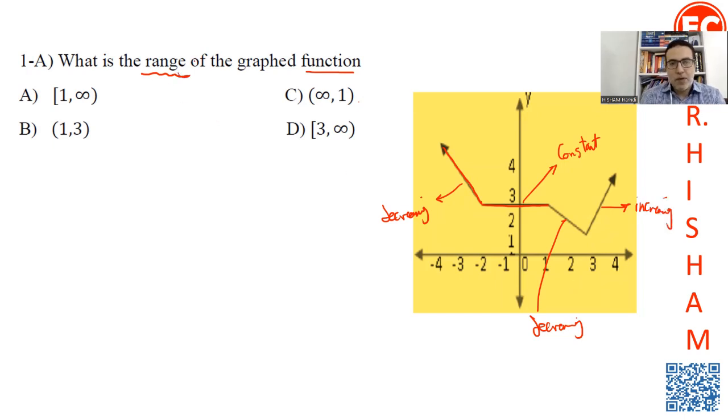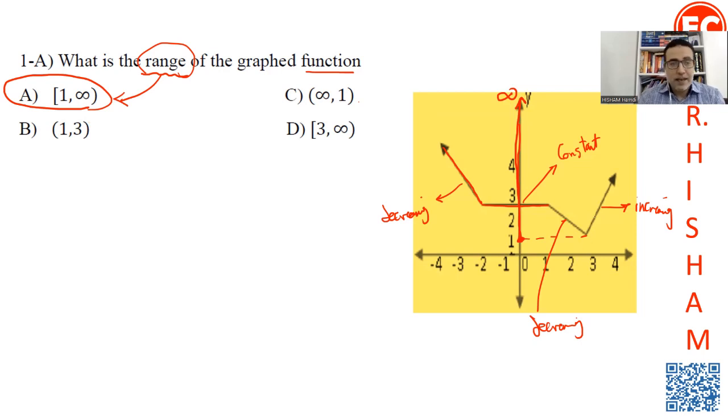First, I asked about the range. Range is the corresponding value of y. What are the corresponding values? I took it from y. For example, if the least point here is 1, I am taking all the points on y from 1 till infinity, and infinity, of course, will be open. So if I'm asking about the range, it's going to be from 1 to infinity.